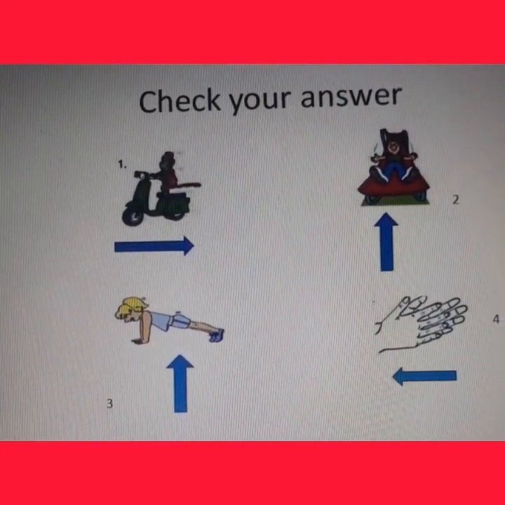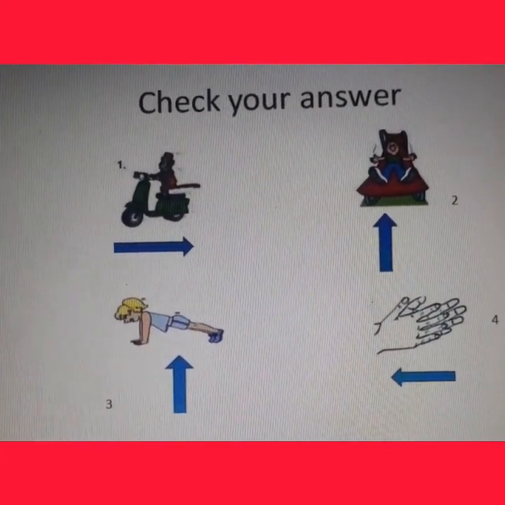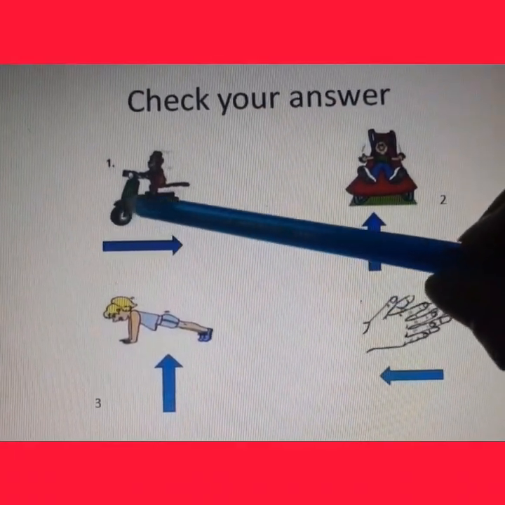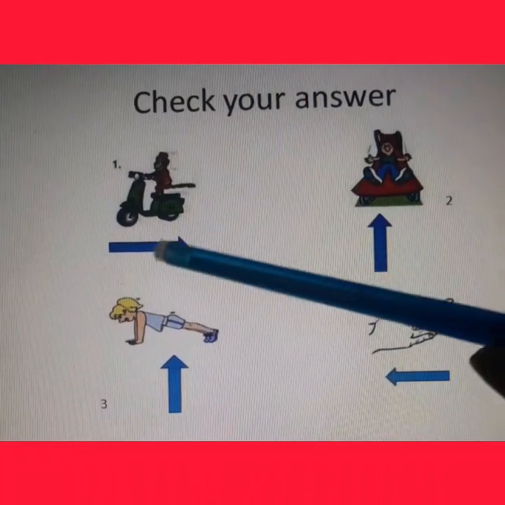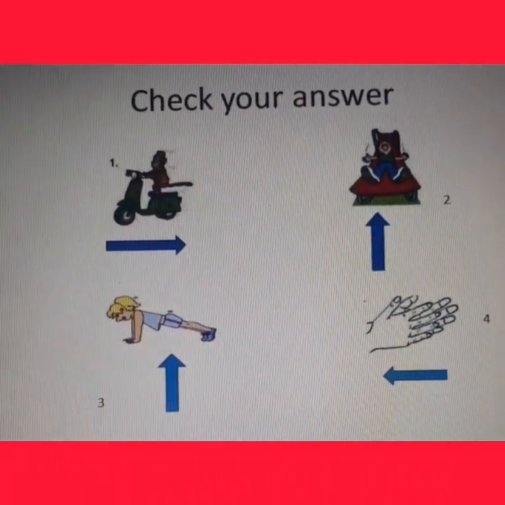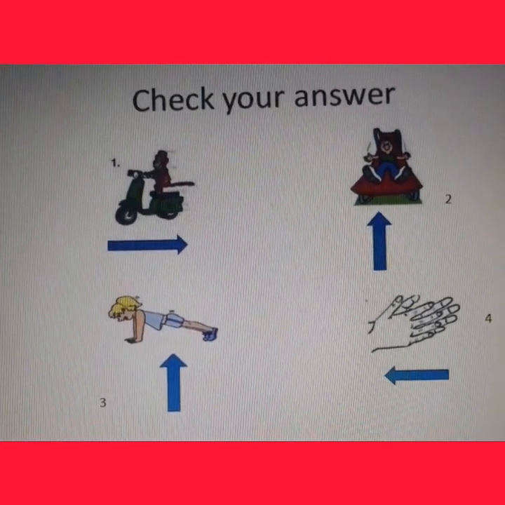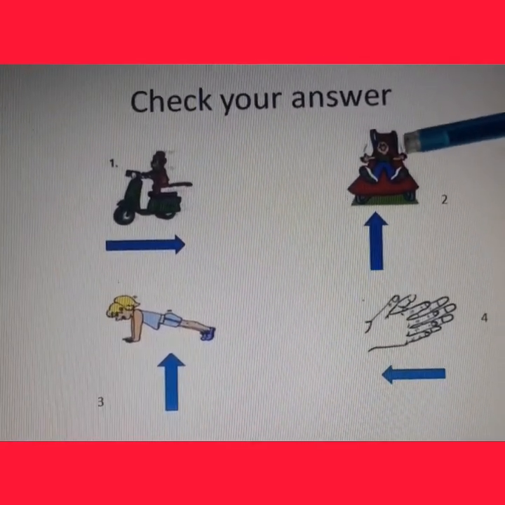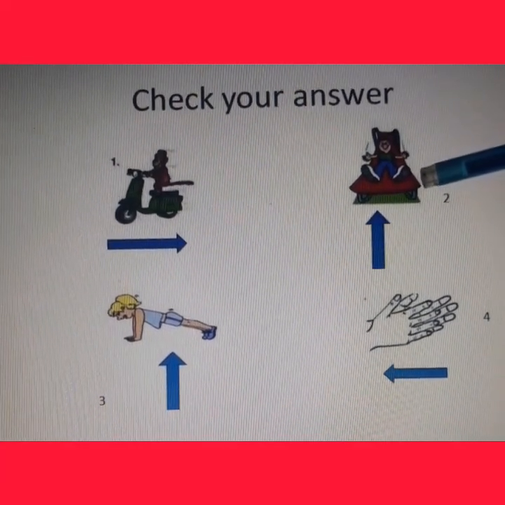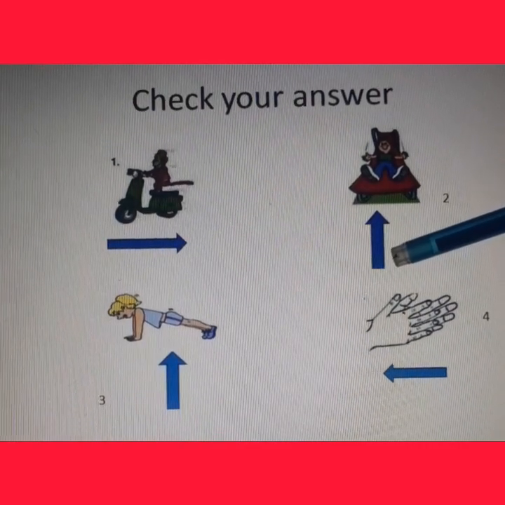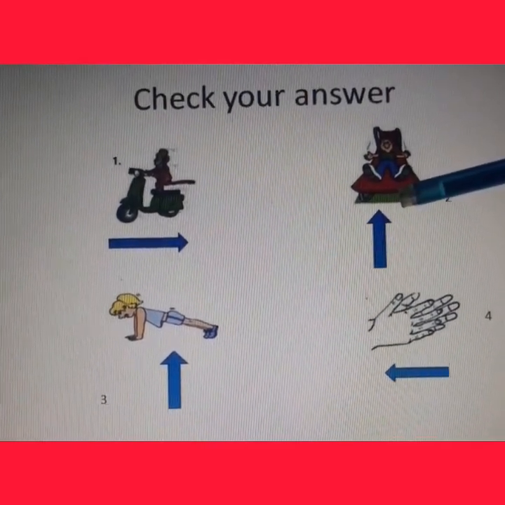Now, check your answer. In the first case, the scooter is moving towards the left. Hence, the force of friction will move towards the right as it is opposing the movement of the scooter. In the second case, the boy is lounging on the sofa. The force of friction will be from the downward direction.